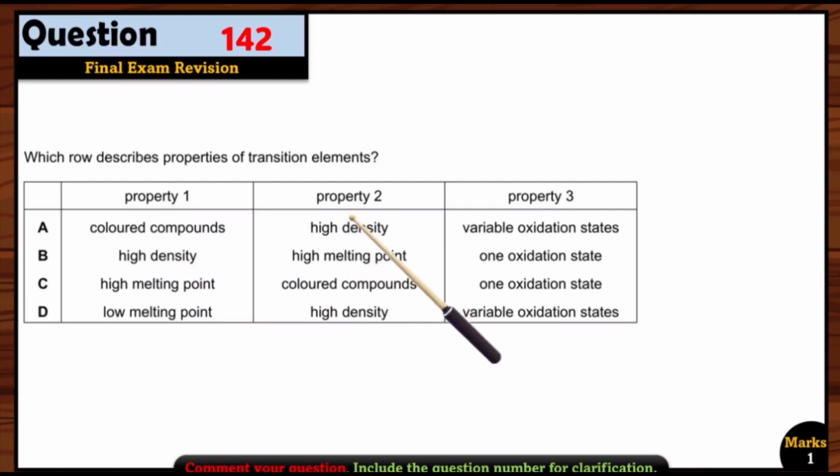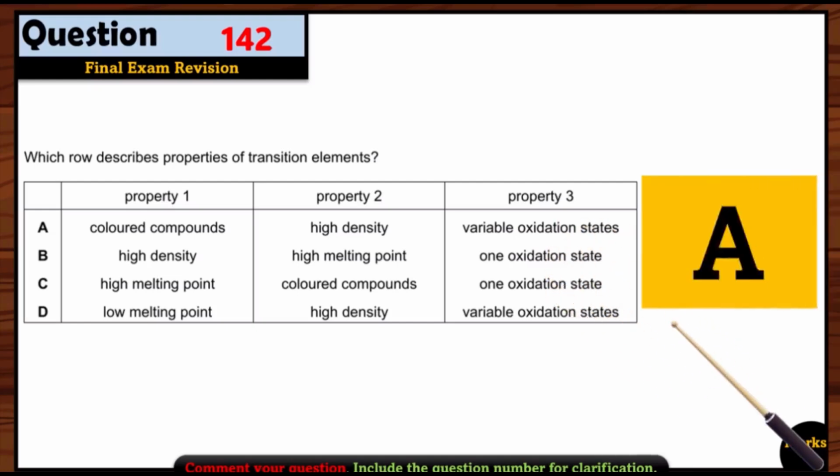Now let's see for property 2. High density, yes. High melting points, colored compounds. Yes, again, these 3 are right. Now let's see for property 3, variable oxidation state. Yes, here they are talking about one oxidation state. So these 2 are not right. We are just left with option A. So option A is correct.